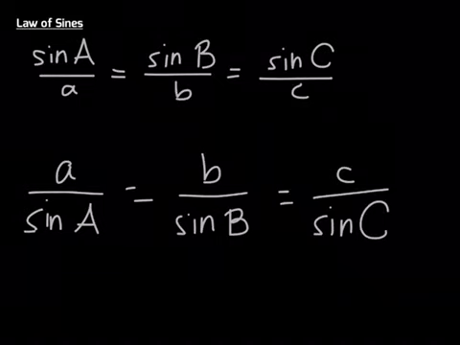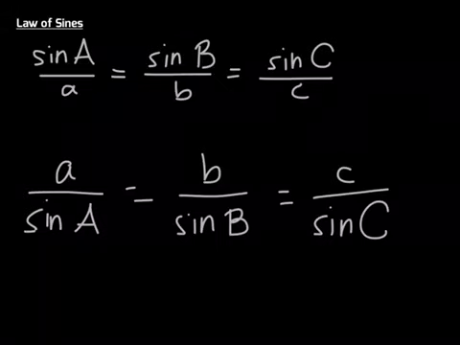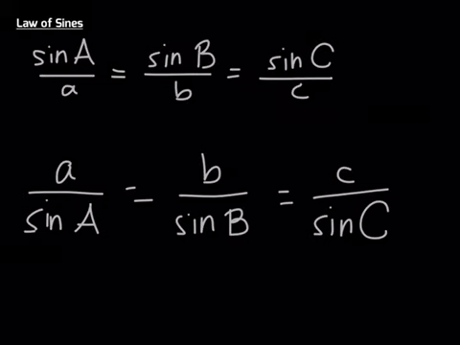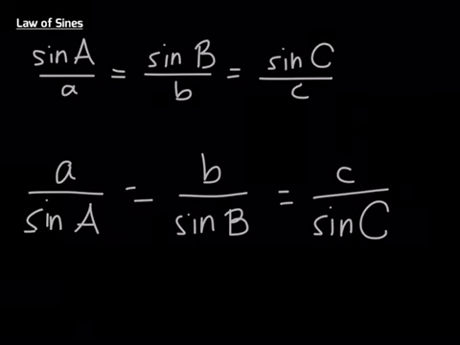Don't forget, capital letters are used for angles and lowercase letters are used for side lengths. So this is proportional, right? The law of sines says that the lengths of the sides in a triangle are proportional to the sines of the measures of the angles opposite them.